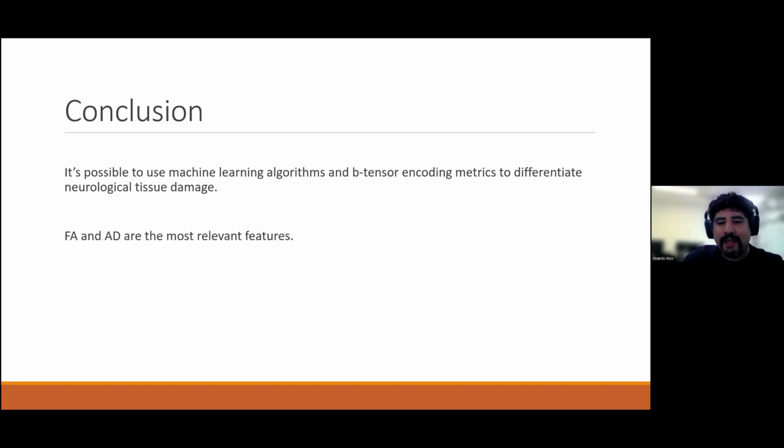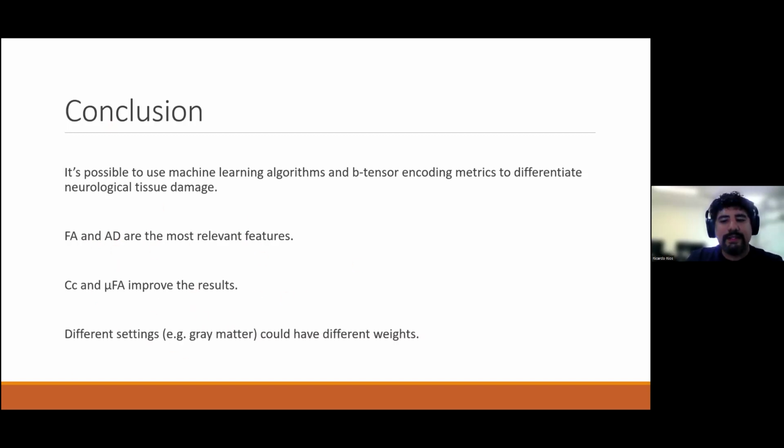Fractional anisotropy and axial diffusivity are the more relevant features for this experimental setting. Orientation coherence and micro-FA improve the results from the algorithm, but not that much. Still, the best results are obtained using both pairs of metrics. We emphasize that these results hold for this paradigm of white matter. Different settings, like topological damage in gray matter or crossing fibers, could have different weights.